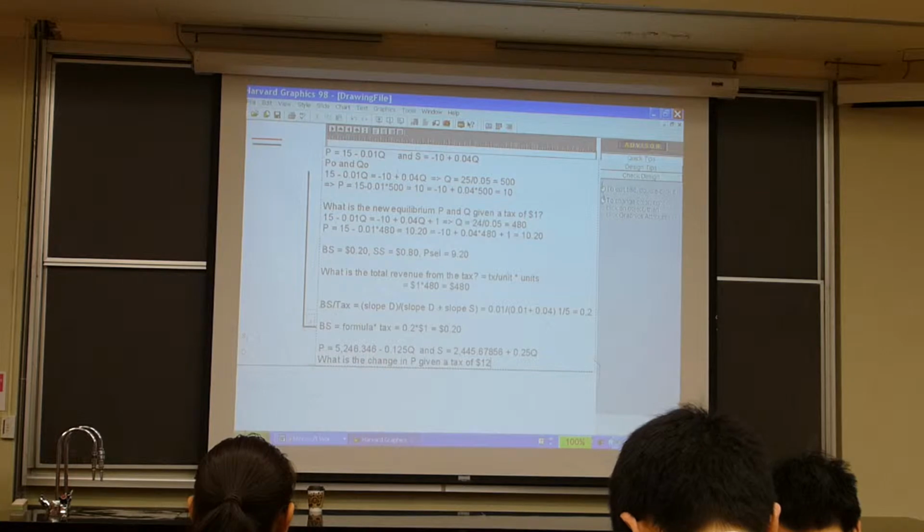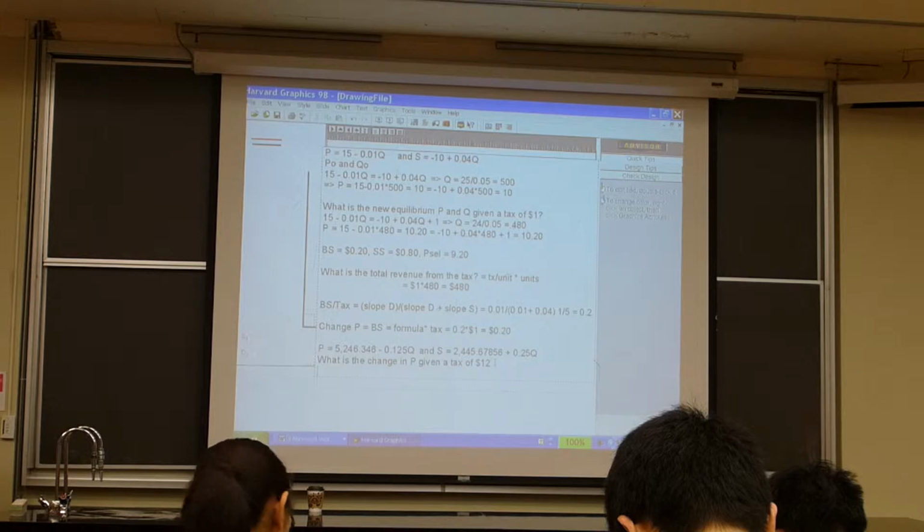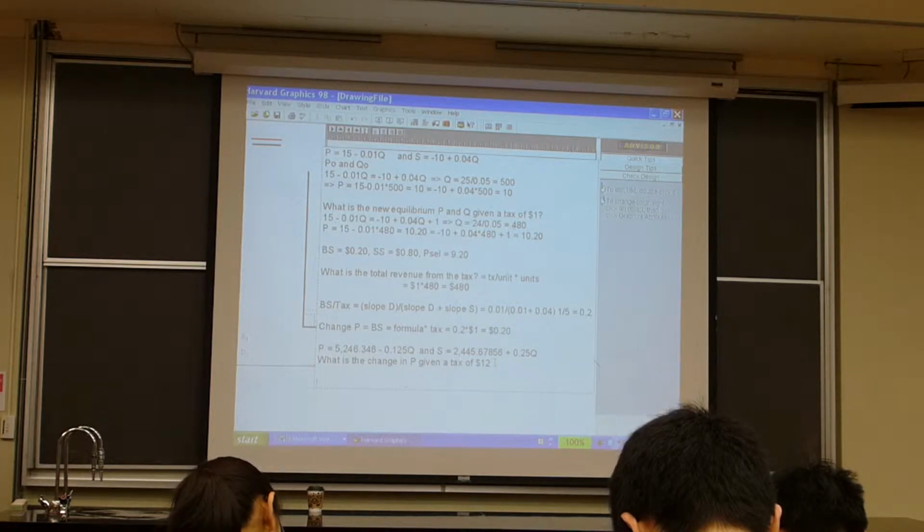because that's just a change in price, right? The buyer share is equal to the change in P equals the buyer share. So I use the same idea. You're not getting this on the exam, but I'm just saying, this is easy.